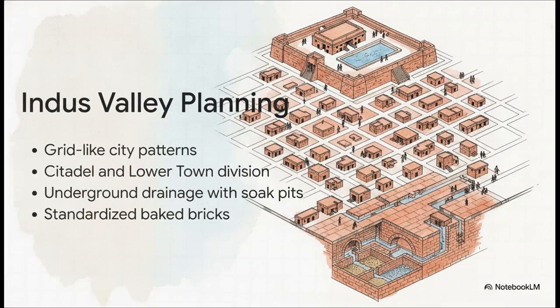Then, if we fast forward to the Indus Valley Civilization around 2500 BCE, we see this absolutely massive leap. We go from painted caves straight to highly sophisticated urban planning. They laid out streets in strict grid patterns, divided their cities into citadels and lower towns, and engineered these mind-blowing underground drainage systems using standardized baked bricks, a total marvel of early civil engineering.